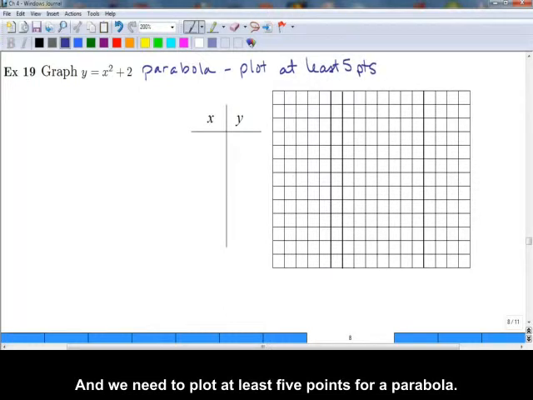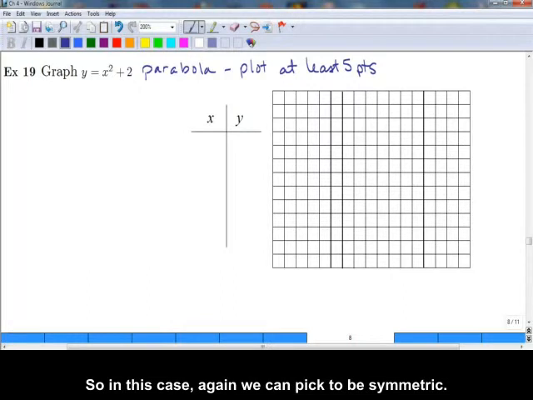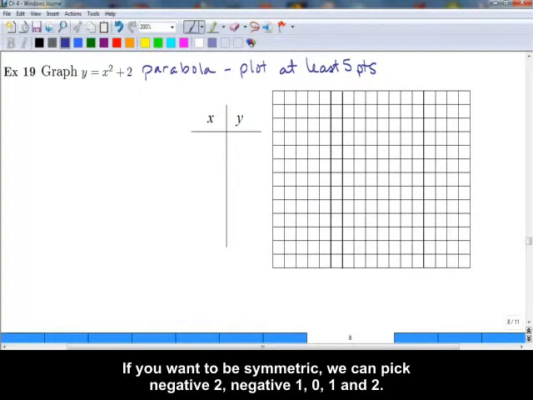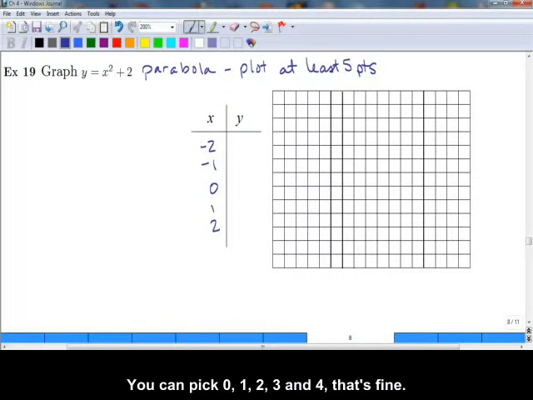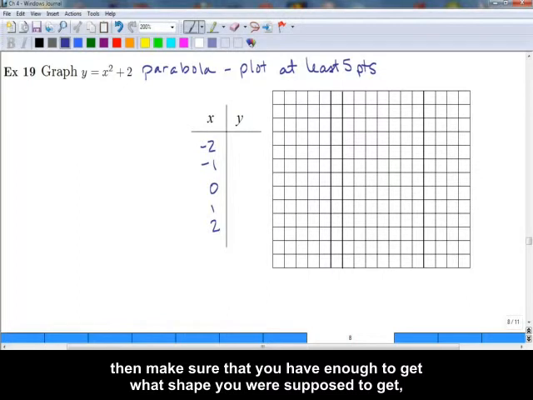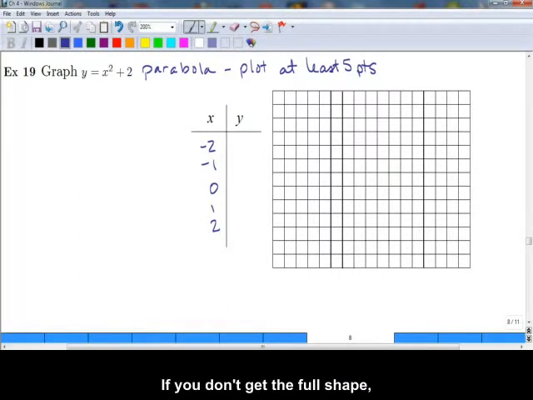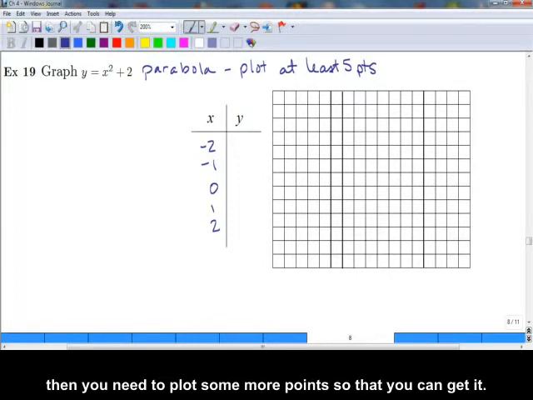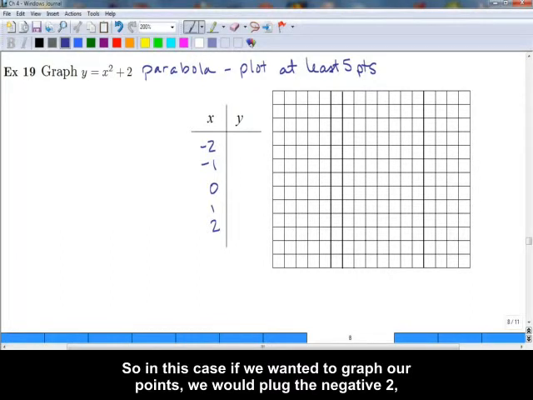for a parabola. So in this case, again, we can pick to be symmetric. If we want to be symmetric, we can pick -2, -1, 0, 1, and 2. You could pick 0, 1, 2, 3, and 4. That's fine. Just make sure that you pick at least 5 points, and then once you actually start to plot them, make sure that you have enough to get the shape you were supposed to get, which is a parabola. If you don't get the full shape, then you need to plot some more points so that you can get it.